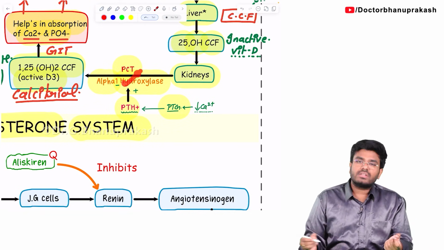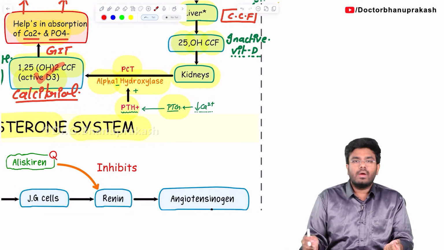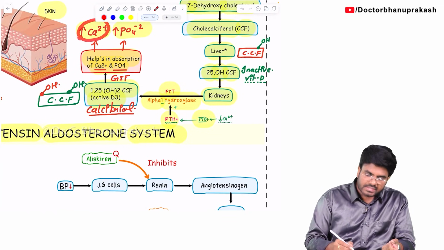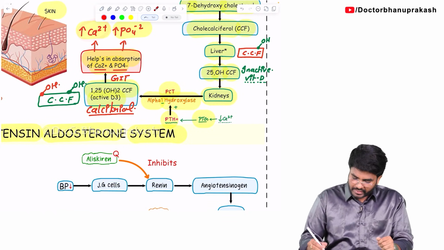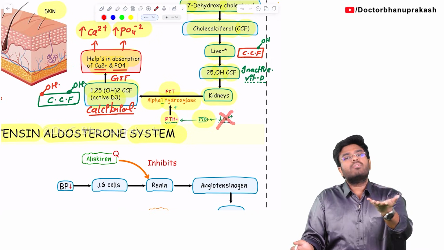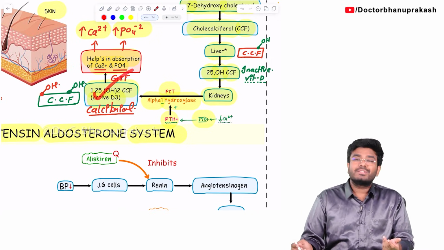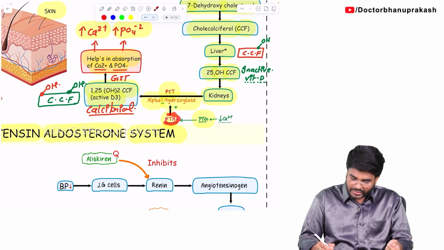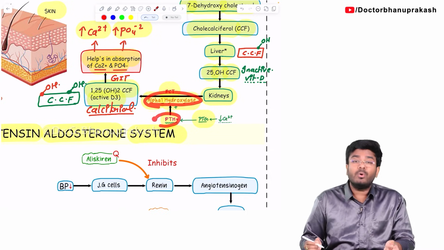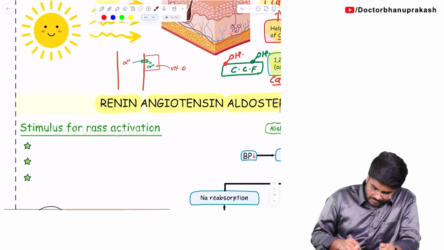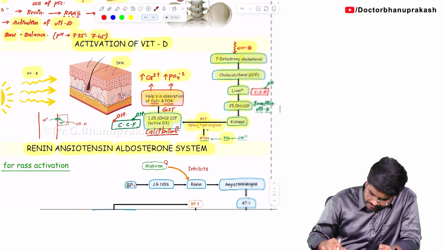Now, what will this alpha-1 hydroxylase do? It will activate vitamin D. What will vitamin D try to do? It increases the calcium levels. So problem solved. Whenever the calcium levels are low, what do you have to do? You have to increase the calcium levels. Who will do that? Vitamin D. So vitamin D activation is regulated by which hormone? Parathyroid hormone. Alpha-1 hydroxylase is activated by which hormone? Parathyroid hormone. So always remember vitamin D activation.